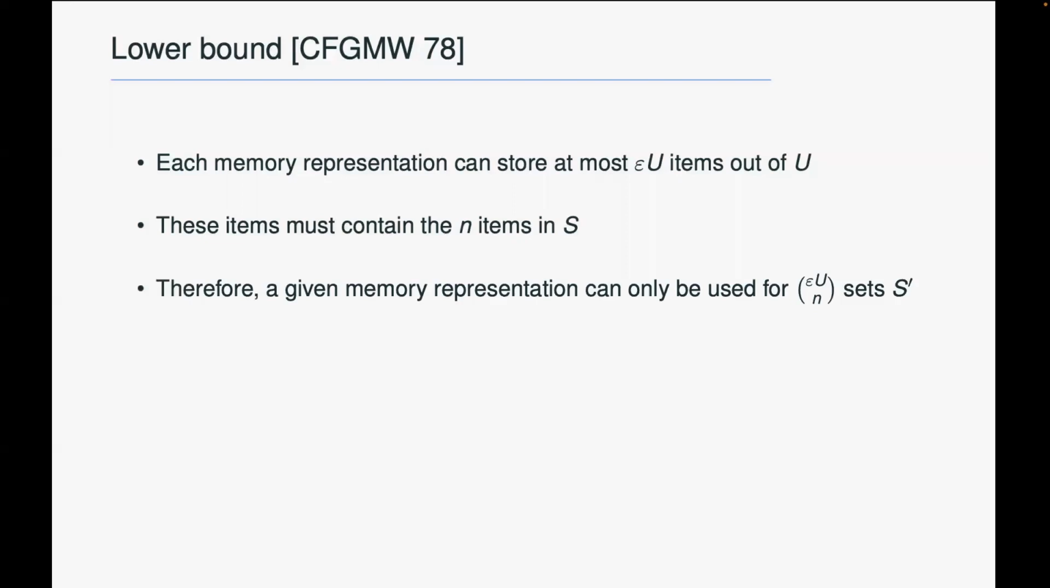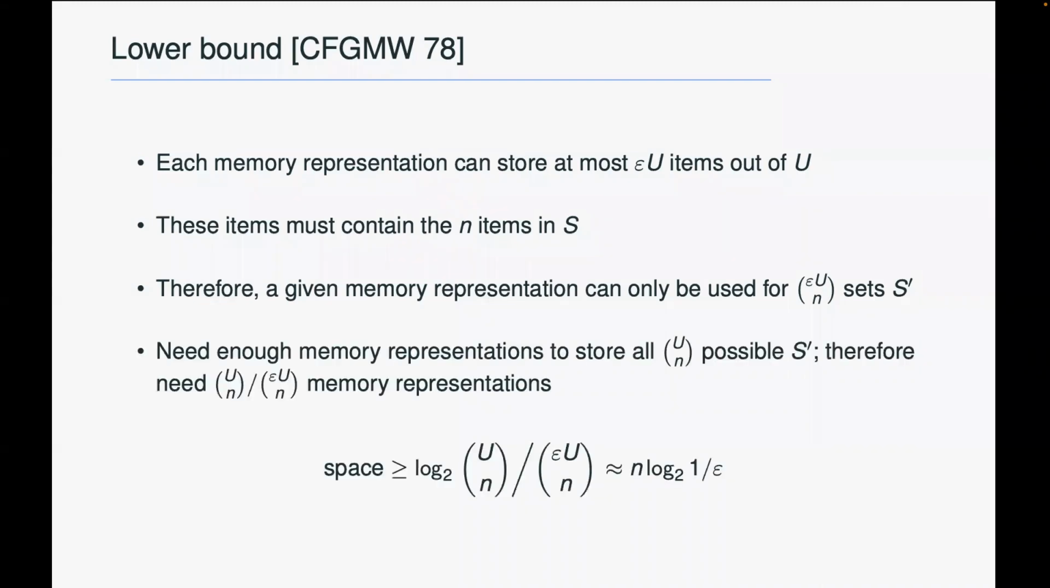So a given memory representation can only be used for epsilon u choose n sets. Those are the only sets of size n that are a subset of my false positives for this memory representation. I have to eventually store all u choose n possible sets. I want to be able to store every set. So I need u choose n divided by epsilon u choose n memory representations. With u again? U is the size of our universe. And the u's all cancel in terms of the final thing.